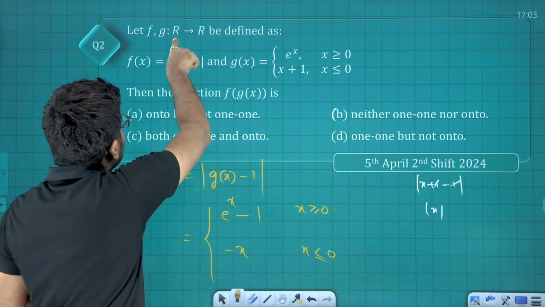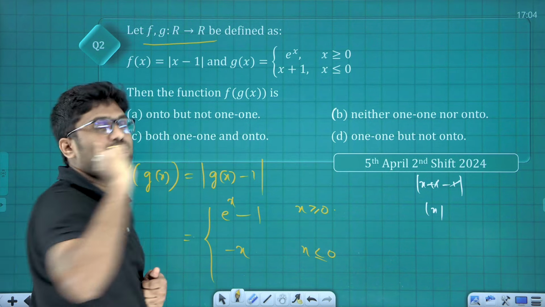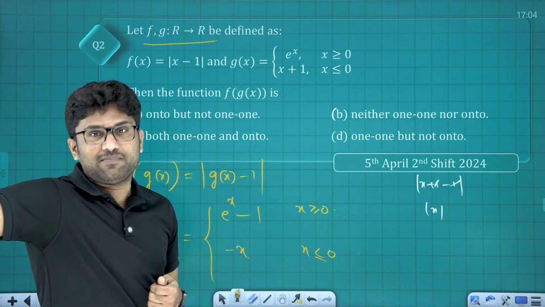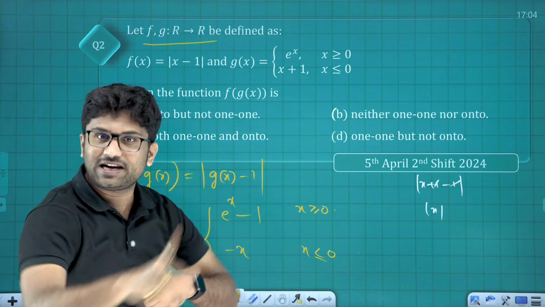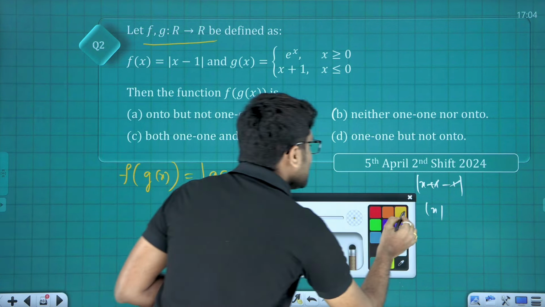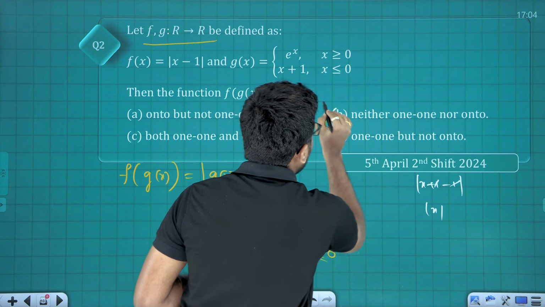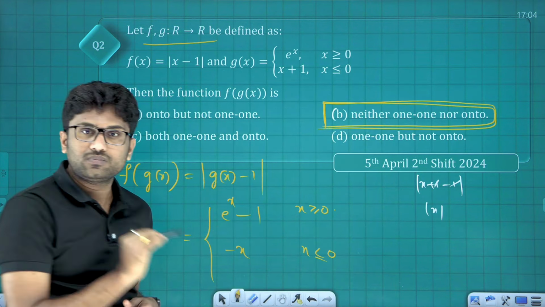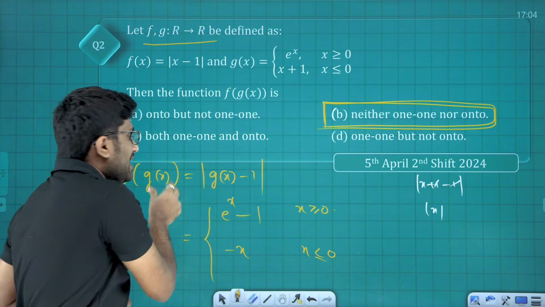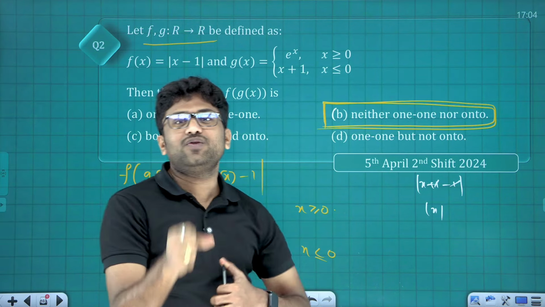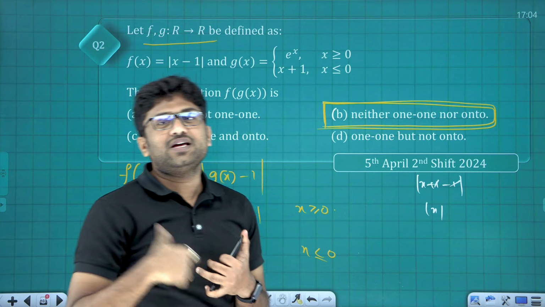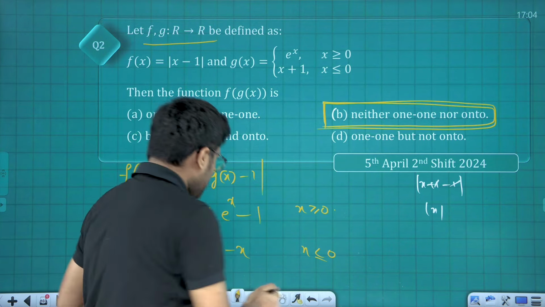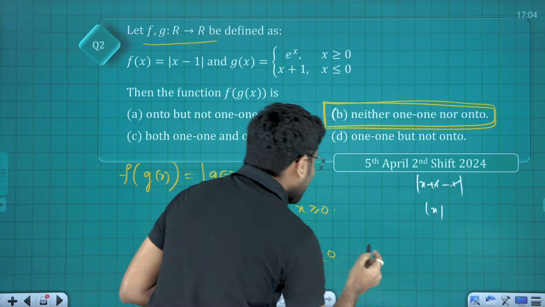Why? Because here the function we have defined is from R to R. In R, as we are getting only the set of positive real numbers, this function is clearly not onto. Hence, this function is neither one-one nor onto, which is option B. Clear? Defining f of g of x, till there we need good support. After that, whether it is one-one or onto, we can just directly say. Or one more thing, by graph also.